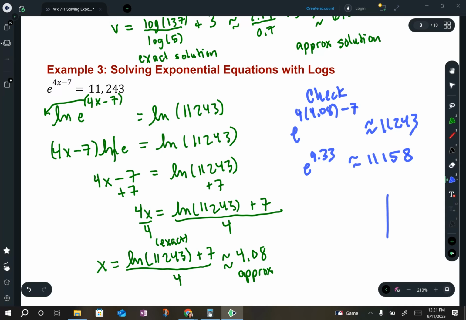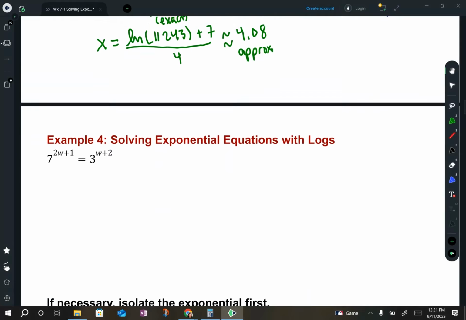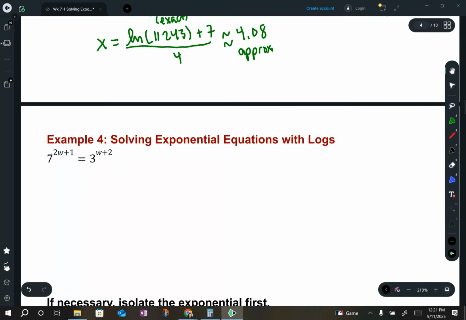I want you guys to give this one a try. It's a little bit trickier, but go ahead and give it a try. Pause the video and see what you do. All right, how did it go?